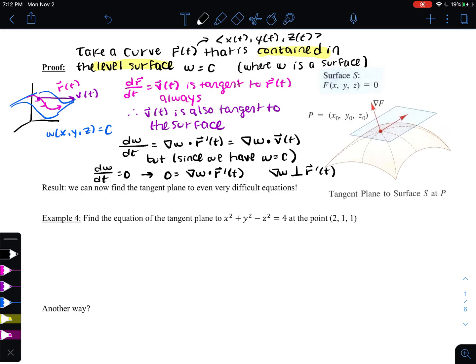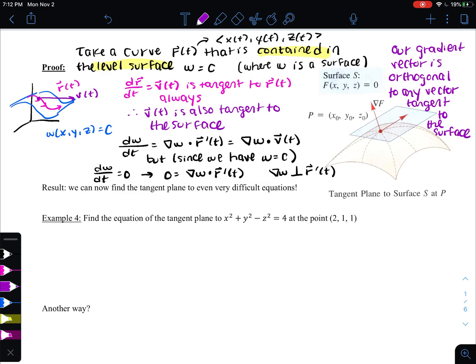But this is great. This is true for any vector tangent to a surface. So our big conclusion is, and I'll write it over here, don't worry: our gradient vector is orthogonal to any vector tangent to the surface.